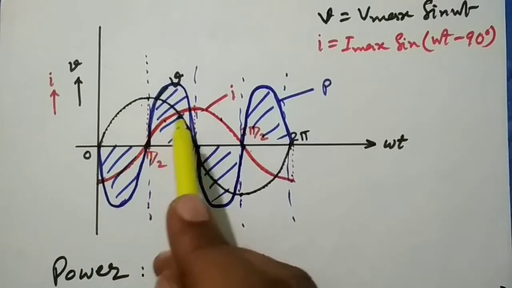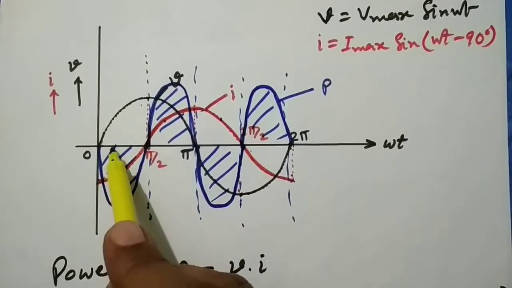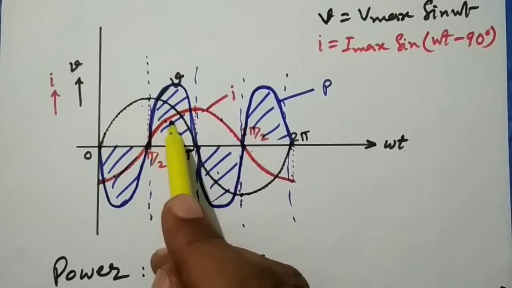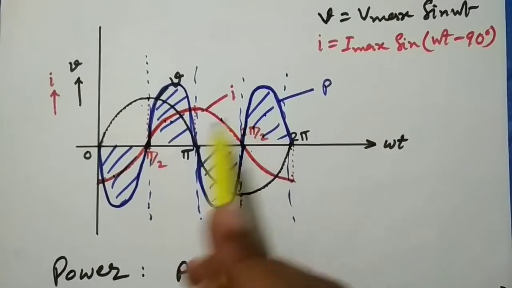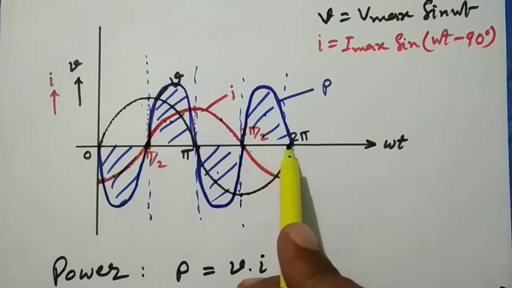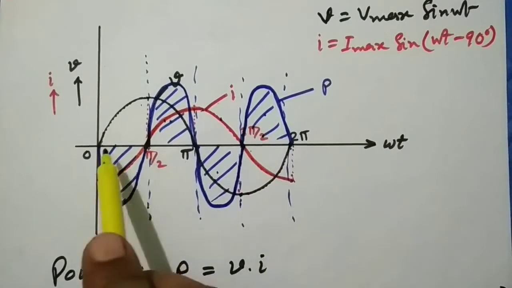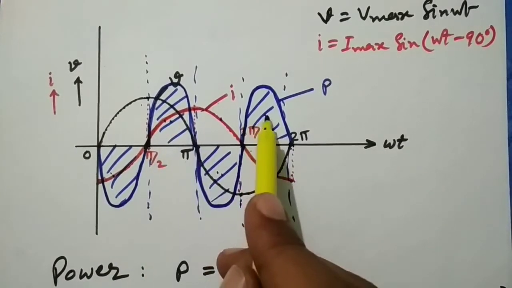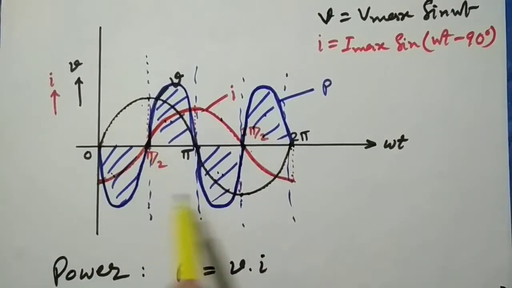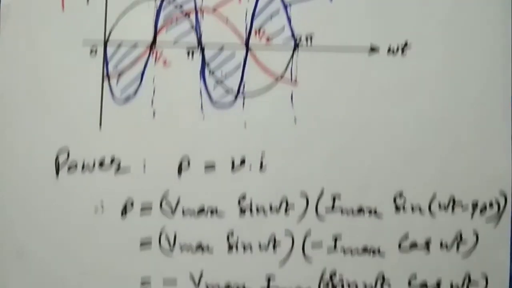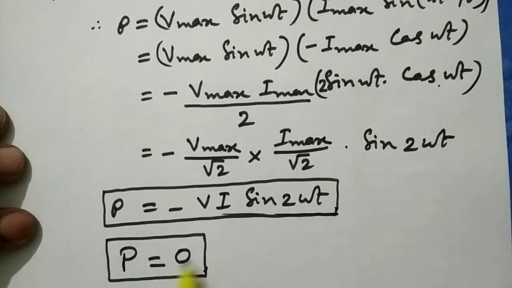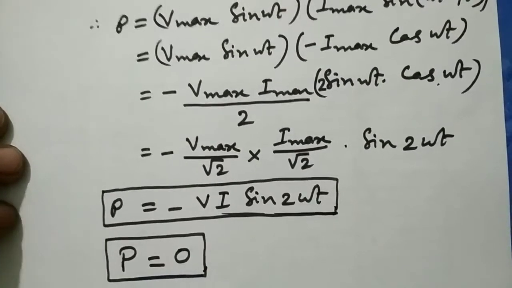That can also be seen from this waveform. Here it is the negative power, the negative power, the positive power, and the positive power. Over a complete cycle up to 2 pi, we have 2 negative powers and 2 positive powers. Therefore, the average power will be 0. So the average power for a purely inductive circuit is equal to 0.